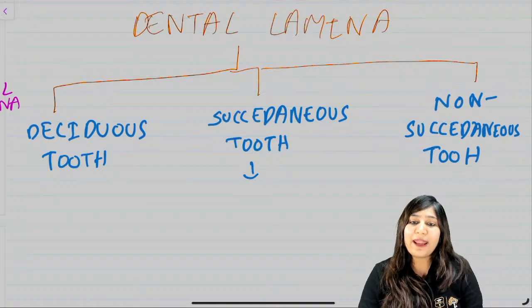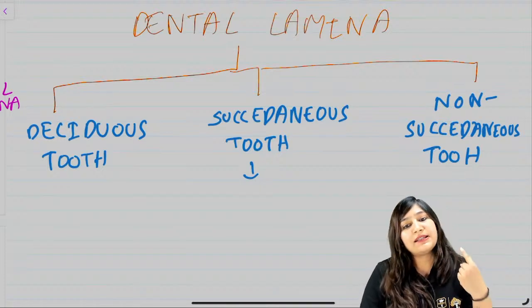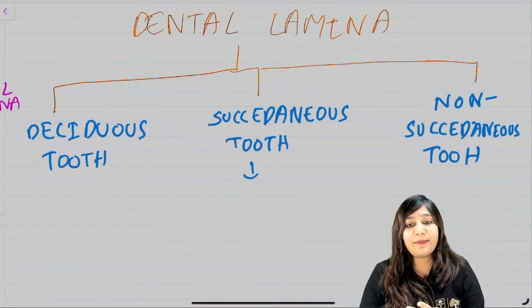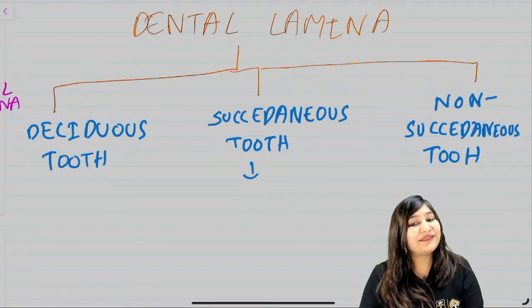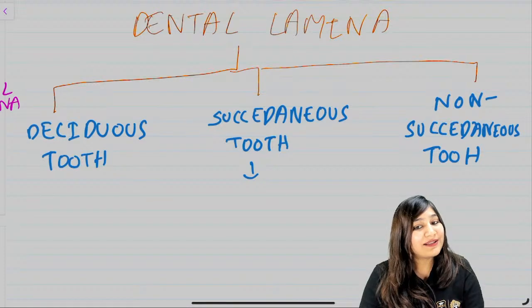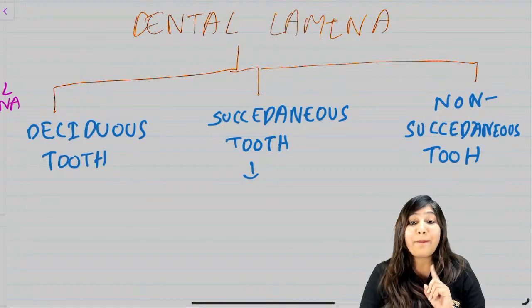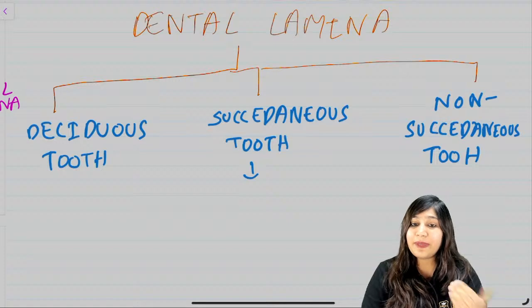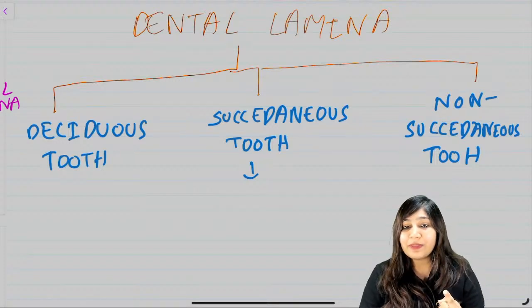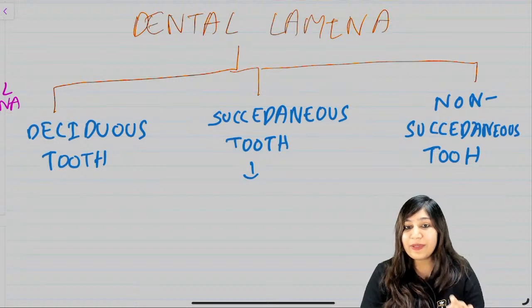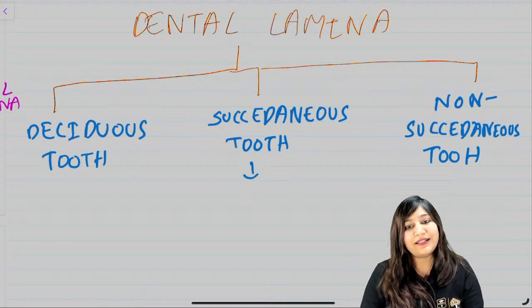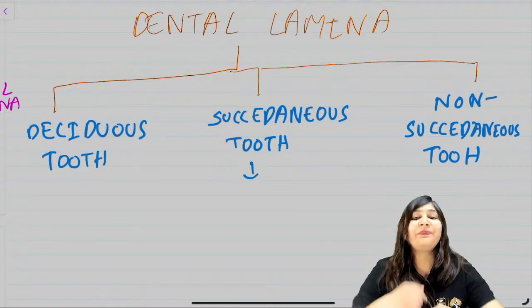So in primary teeth, which teeth do we have? Central incisor, lateral incisor, same as in permanent teeth. When our primary central incisor sheds off, the permanent central incisor will take its place. So the permanent central incisor is a succedaneous tooth. The lateral incisor will be replaced by the permanent lateral incisor. Canine, obviously, will be replaced by the permanent canine.